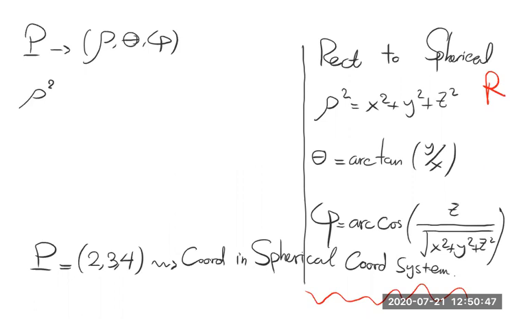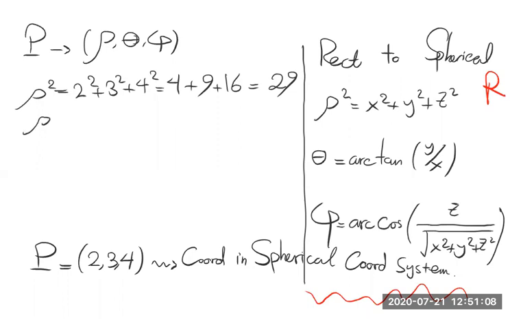What is rho? Well, rho squared is 2 squared plus 3 squared plus 4 squared. It's 4 plus 9 plus 16, right? Okay, what is that? Well, it's 29. So rho is the square root of 29. We take the positive one. It's going to be plus or minus, but we only consider the plus. We wouldn't consider the minus because it's distance, and distance is a positive number.